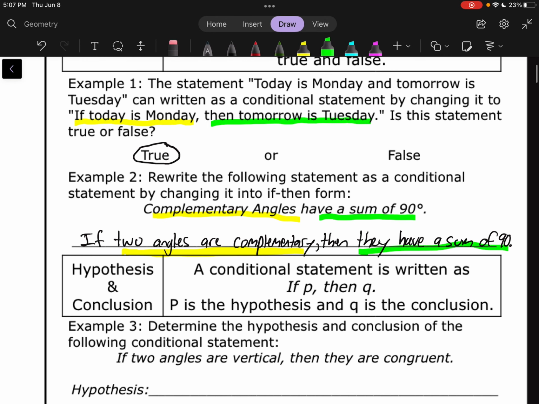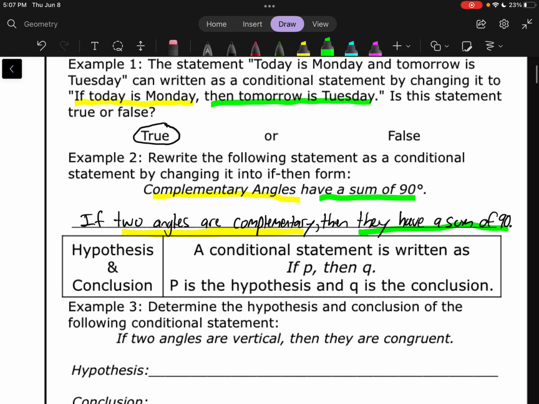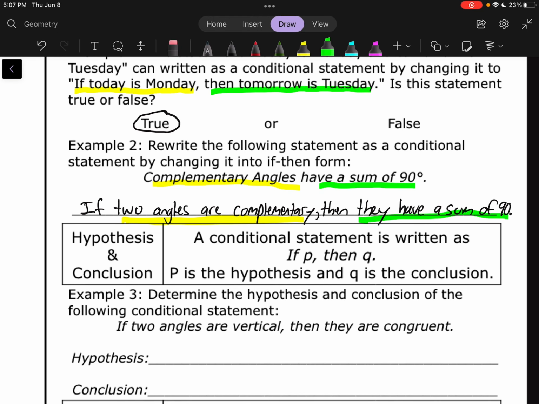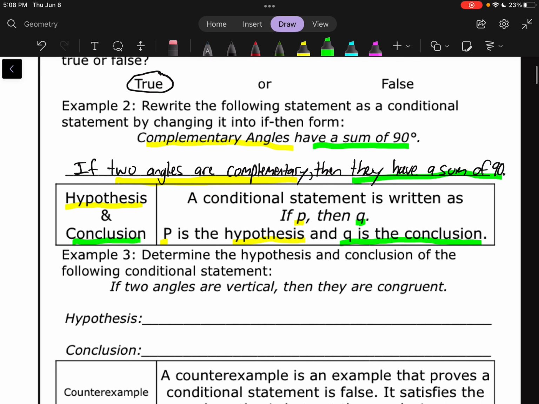Now, those parts that I just highlighted there, right? The part that followed the word if, the part that followed the word then, those have names as well. They're called the hypothesis and conclusion. This says a conditional statement is written as if P, then Q. So P is the hypothesis. P is the part that follows the word if, and Q is the conclusion. That's the part that follows the word then. So hypothesis follows the if, conclusion follows the then. Okay? So let's look at example 3 here.